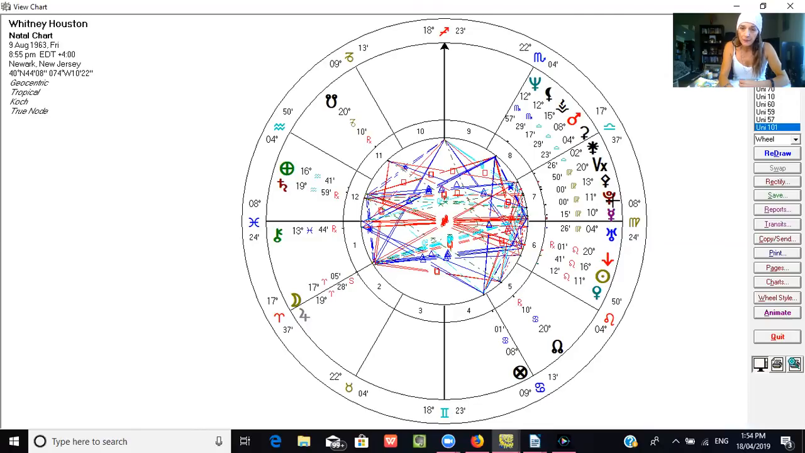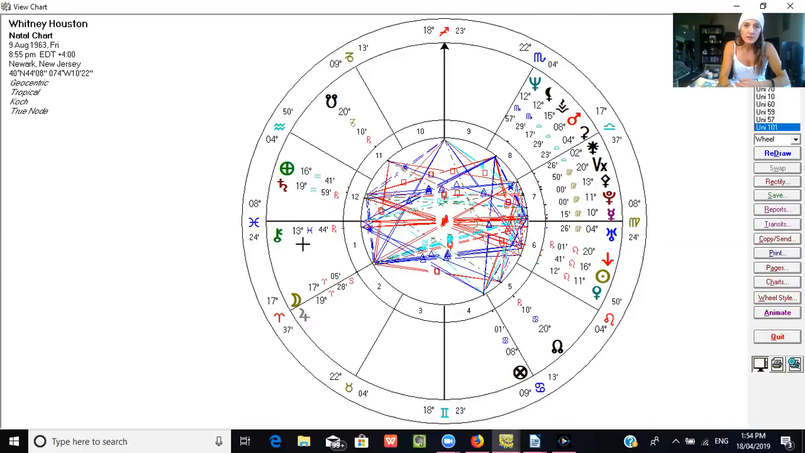So directly opposite Pluto, you can see she has Chiron in Pisces. This is what essentially creates the boomerang aspect, okay? So Chiron is heavily configured in this aspect pattern as it forms the part that describes the boomerang.